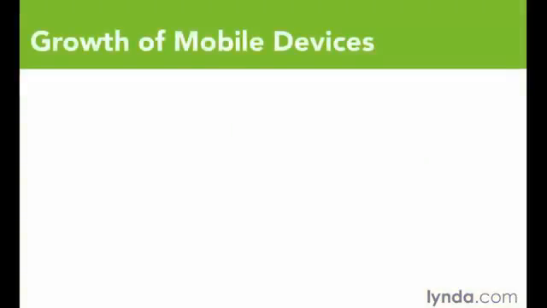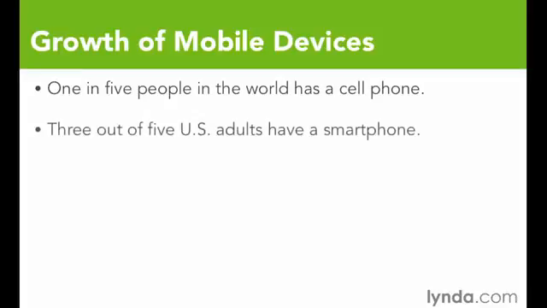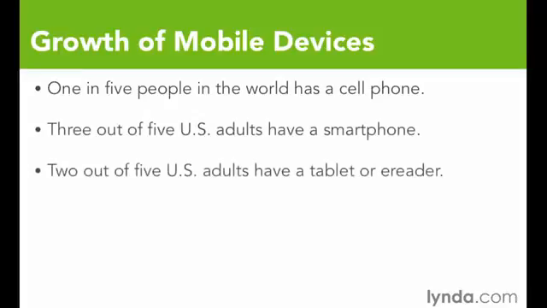Now, 1 in every 5 people in the world has a cell phone. In the United States and other developed countries, this number is even higher. 3 out of 5 adults own a smartphone, and 2 out of 5 have a tablet or e-reader. I'm not going to bother citing any specific surveys to prove this point, because all you really need to do is look around you to see that it's true. Mobile devices are already quite mainstream and are quickly becoming the primary device that many people use to access the internet.